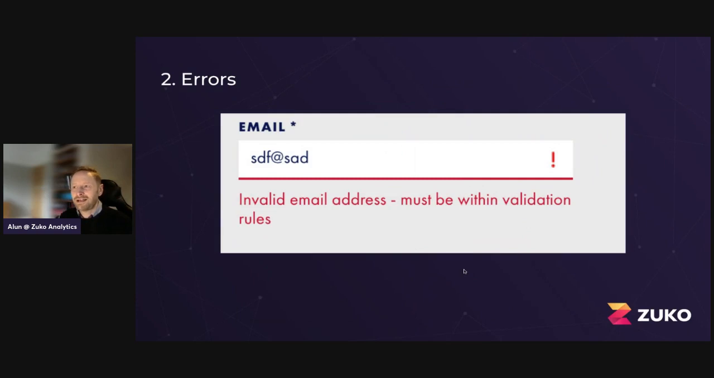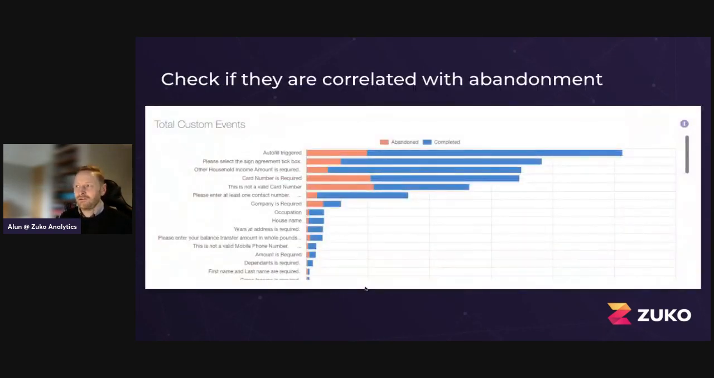Second one is error messages. Which error messages are triggering? So what you want to look at is, not necessarily whether the error messages are good or bad at this stage, that's a whole different presentation, but more, which ones are triggering, and when are they triggering? Because obviously errors are an indication that someone's got something wrong, so you can see where people are struggling on your form. What you do need to be careful of is to check whether they're related to abandonment or not. And I've got an example here, a bit of a Zuko graph.